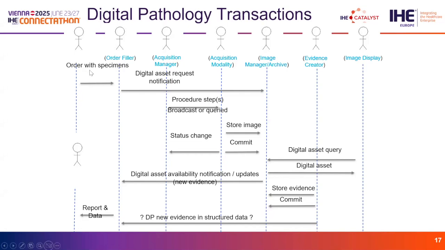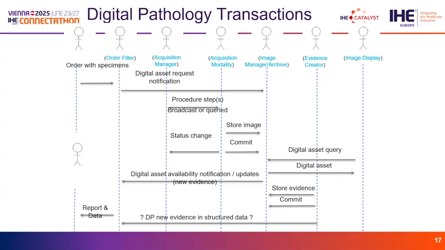The order filler represents the laboratory information system that takes the order from the EHR and then allows the pathology and lab personnel to do some work on that tissue, generating a glass slide, which might then move on to software that runs the scanner. That would be the acquisition manager, which interacts with different scanners or acquisition modalities to actually acquire the digital image from the glass slide. Those digital images are then stored somewhere, perhaps in a pathology PAC system, here playing the role of the image manager / archive.